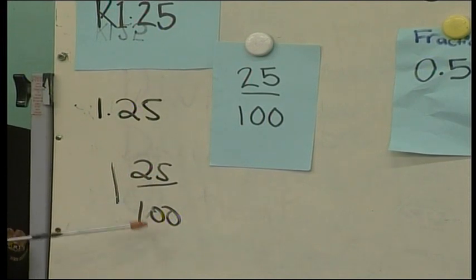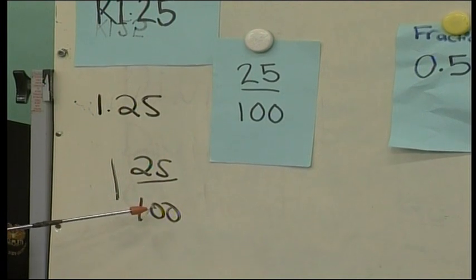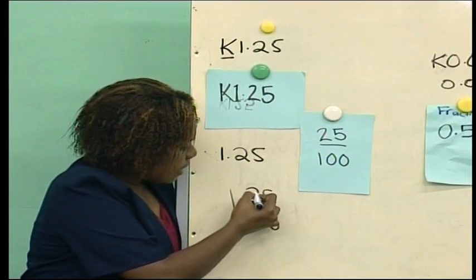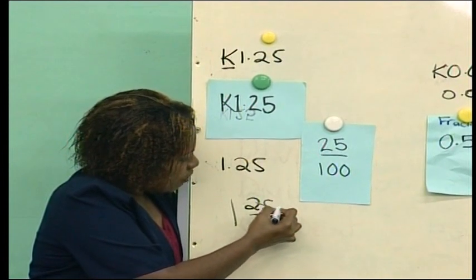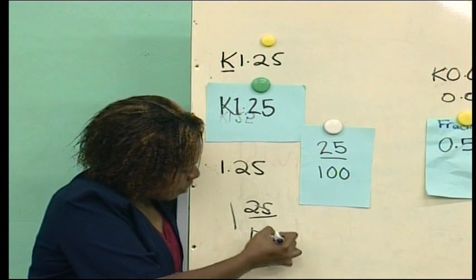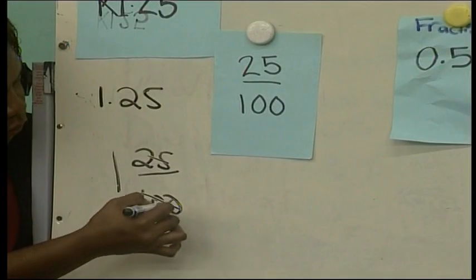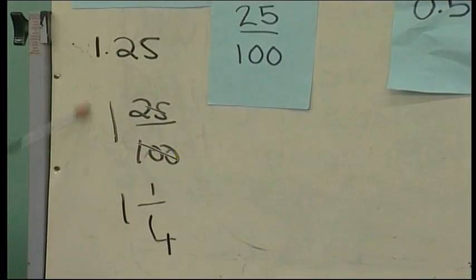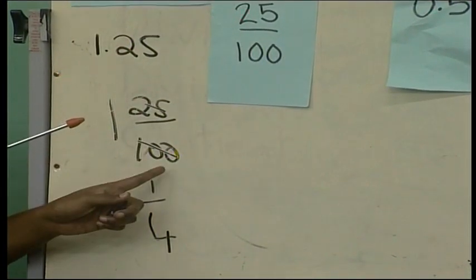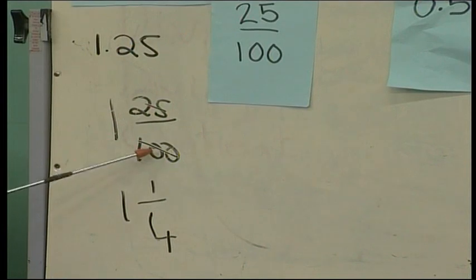Now, can you simplify 25 over 100? Okay, you can simplify. Simplify by 25. 25 into 25 is 1, 25 into 100 is 4. So it will be 1 whole and a quarter. Okay, but let's just check this out in fraction form. 1 whole and 25 over 100.